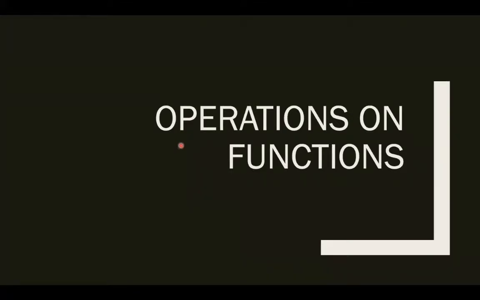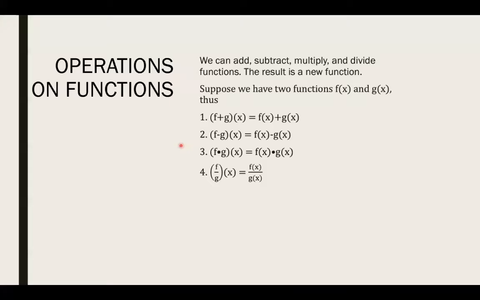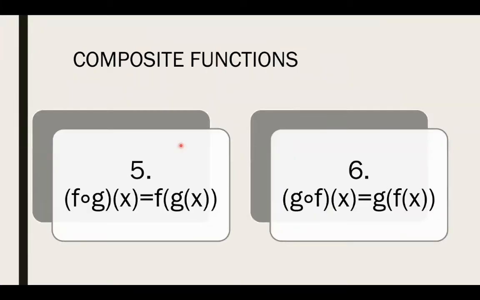Now we go to operations and functions. We can actually add, subtract, multiply, and divide our functions. And the result is actually a new function. And we also have composite functions. This is read as f of g of x, where here, this would be represented as this one. And then g of f of x is this one.